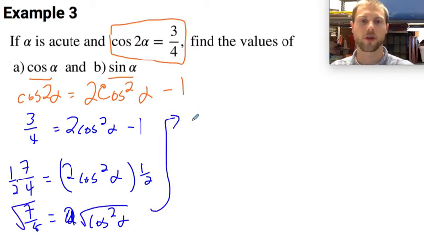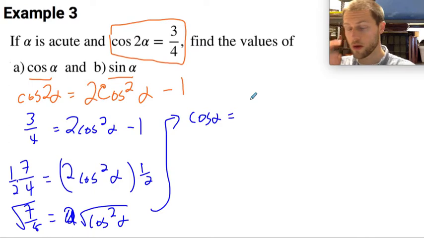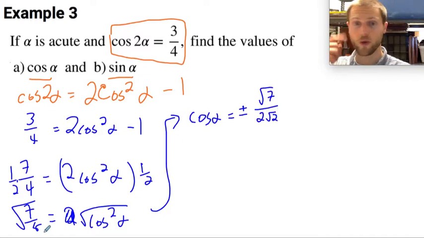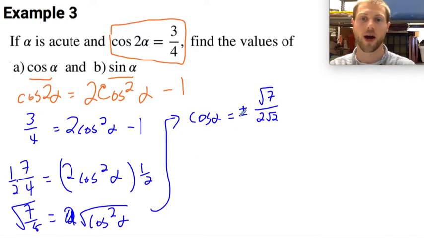So let's jump up here. That means that the cosine of alpha is going to equal positive or negative square root of 7 over 2 root 2, once I simplify the square root of 8. Now we can just leave the radical 2 in the denominator. I'm fine with that. Now addressing the positive or negative, I am told that alpha is acute.